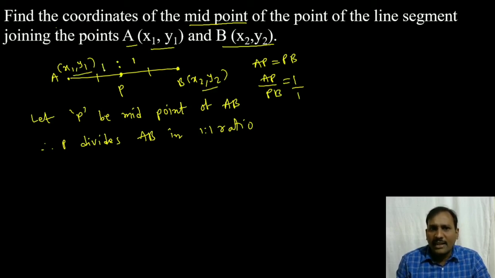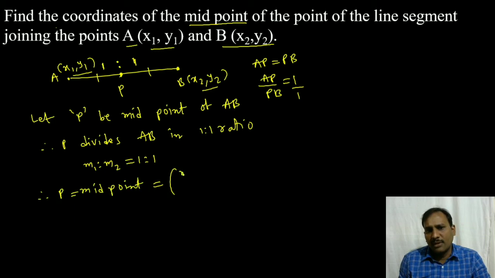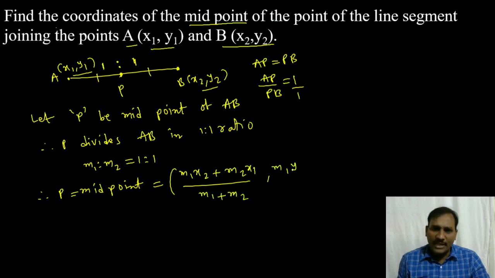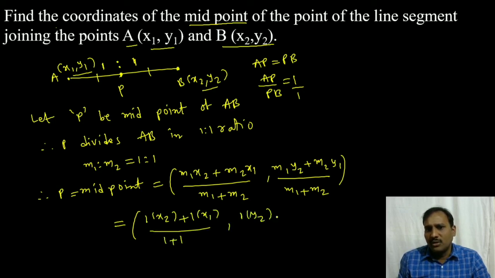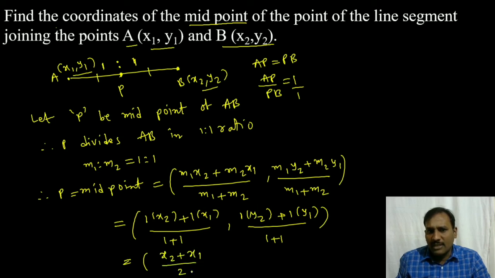You know the points and you have the ratio m1 is to m2. m1 is to m2 is 1:1. Therefore, P is equal to midpoint, substitute in the formula: m1 x2 plus m2 x1 by m1 plus m2, comma, m1 y2 plus m2 y1 by m1 plus m2. Here m1 and m2 values are 1 and 1. So 1 into x2 plus 1 into x1 by 1 plus 1, and 1 into y2 plus 1 into y1 by 1 plus 1. So you can say x2 plus x1 by 2, y2 plus y1 by 2. So this is the midpoint of the line segment joining A (x1, y1) and B (x2, y2).